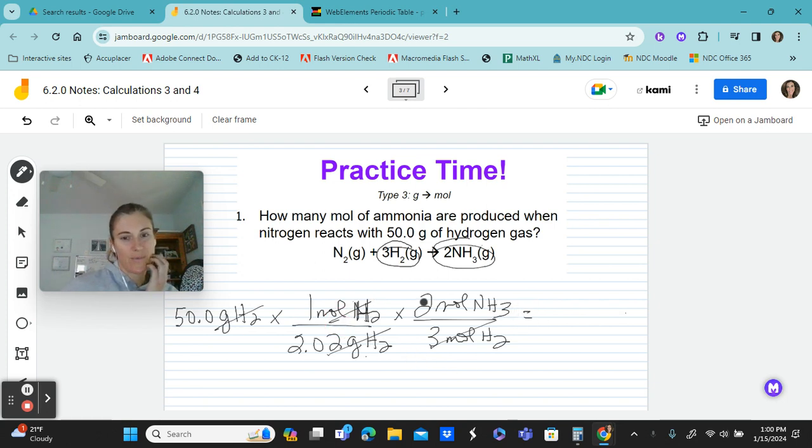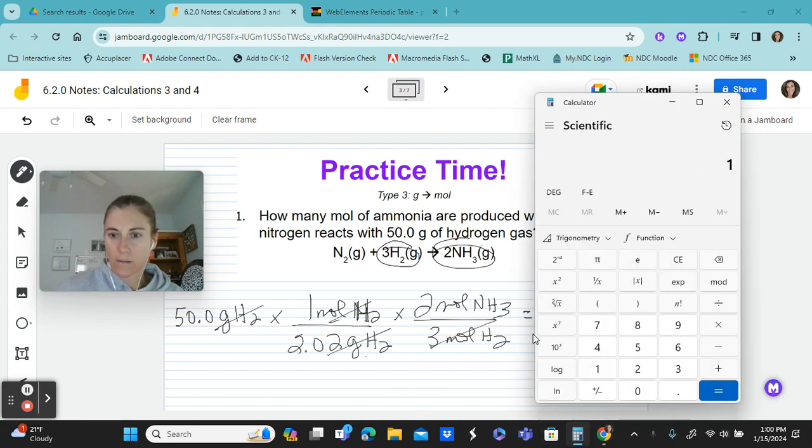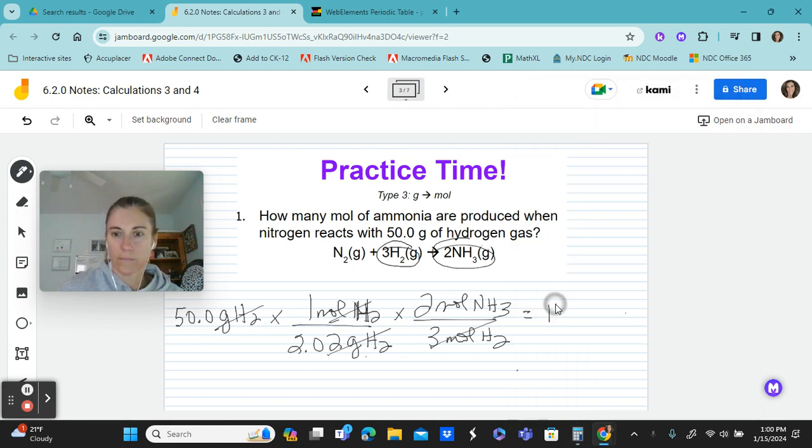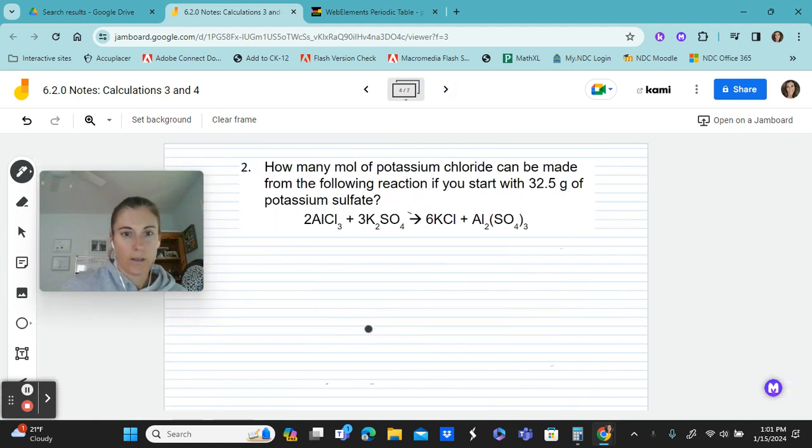So we're going to take 50 times 2, which is 100, and then I'm just going to consolidate this a little bit. So 100 divided by 6.06. So 16.5 moles of ammonia. So in theory, that's how much you should produce from that mass of hydrogen. All right, same thing. You can try this one out. Come back and see what the answer is.